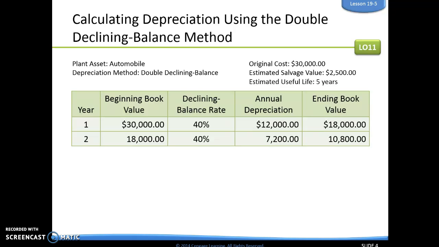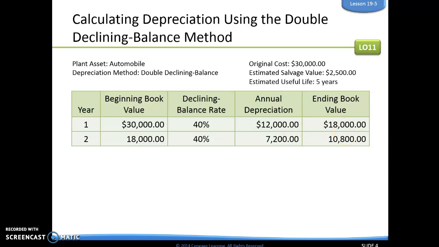So what do we have here? We have an automobile, and the original cost was $30,000. Estimated salvage value is $2,500, and the useful life is 5 years. We took 100% divided by 5 to give us 20%. Double declining then takes that 20% times 2, which gives us our 40%. So we take $30,000, our beginning book value, times that rate of 40%, and the first year of annual depreciation is $12,000. That means after the first year, that car is worth $18,000.